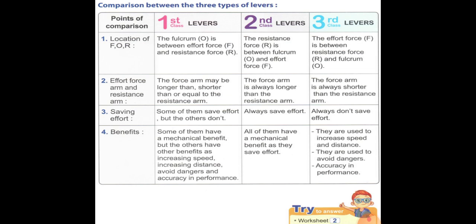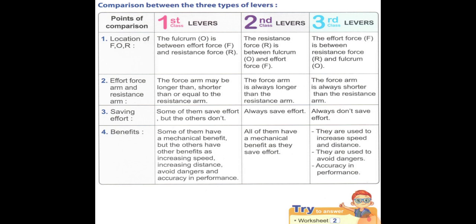Let's do a comparison between the three types of levers: first class lever, second class lever, third class lever. What about the location of the fulcrum, the effort force and the resistance force? Of course, you know that in the first class lever, the fulcrum is in the middle between the effort force and the resistance force. In the second class lever, the resistance is in the middle between the fulcrum and the effort force. In the third class lever, the effort force is in the middle between the resistance force and the fulcrum.